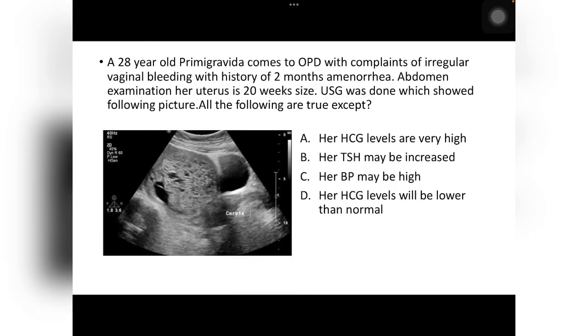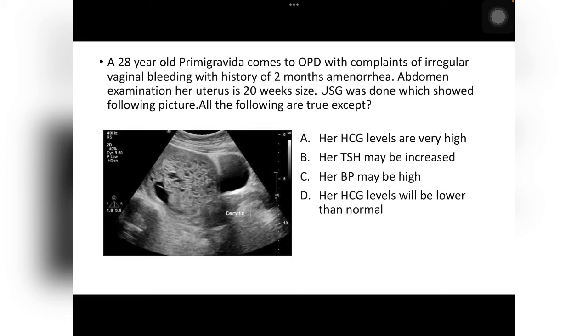But nowadays you get these kind of questions, right? Picture questions with case scenarios. The scenario here is a 28-year-old primary gravida who comes to OPD with complaints of irregular vaginal bleeding with 2 months of amenorrhea. Abdominal examination shows a uterus of 20-week size. USG was done, which shows the following picture. All of the following are true except. So look at the picture first.